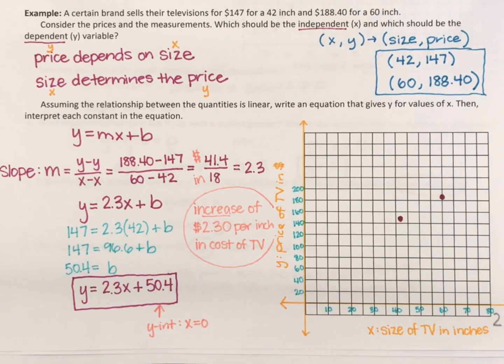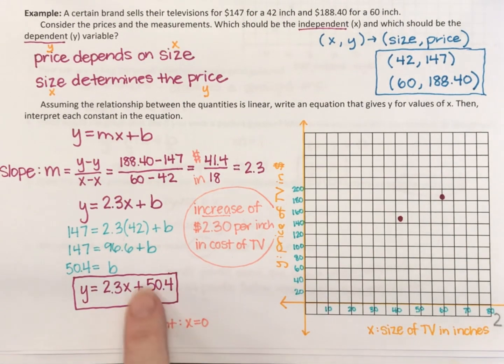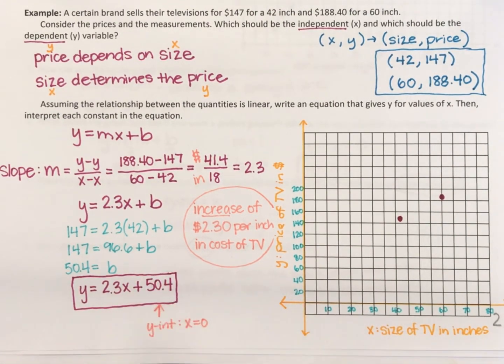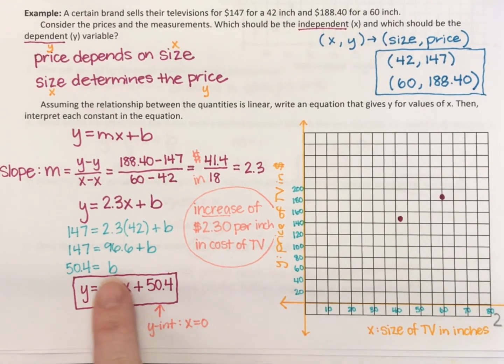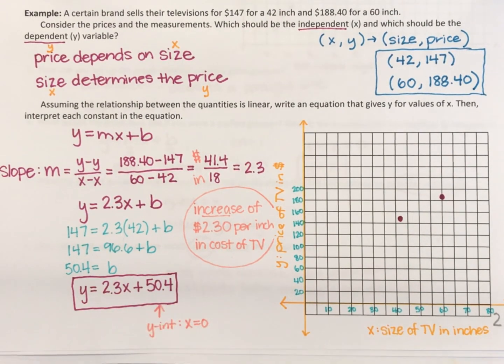$50.40. And I suppose no matter how big you make the TV, there's some parts that you have to use just as your baseline, right? I think I understand why they call that a b. That y-intercept seems to be sort of a baseline.